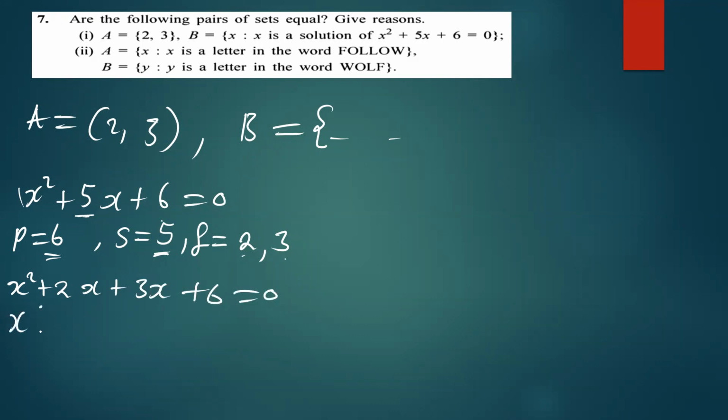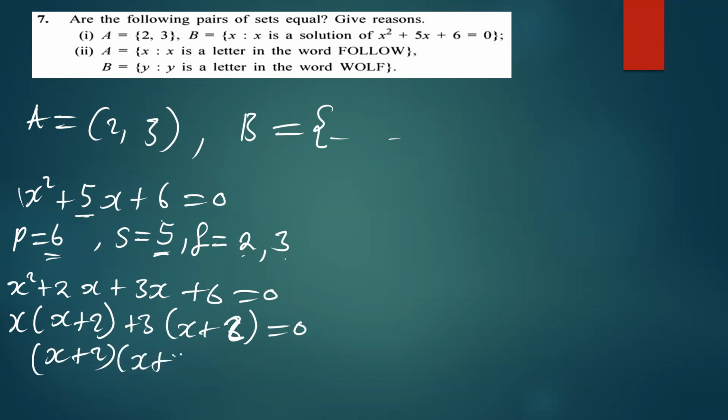So factorizing this becomes x plus 2, then we have plus 3, then we have x plus 6. Oh, sorry, x plus 2 there. Then this will be equal to 0. So we have x plus 2 and we have x plus 3. This will be equal to 0.